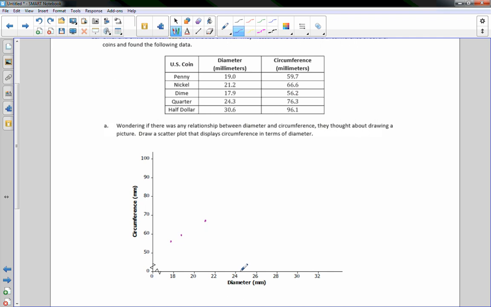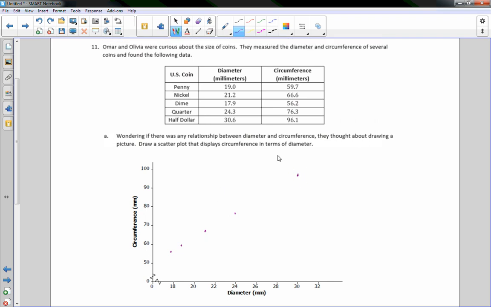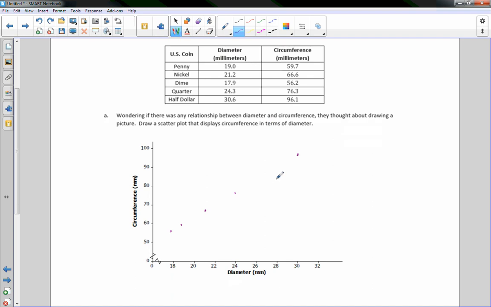24.3 is approximately here, and going up to 76 would be about here. So as you see, they're still in a nice straight line. And then 30.6, here's 31, just a little bit behind, and up to 96. So that's way up here somewhere, right around here. So there's our dot plot, scatter plot for that data.